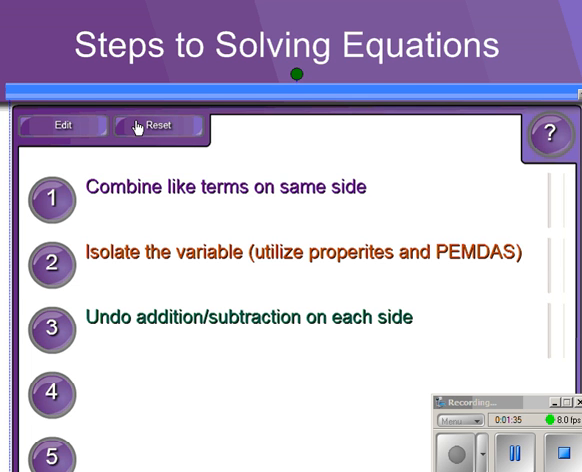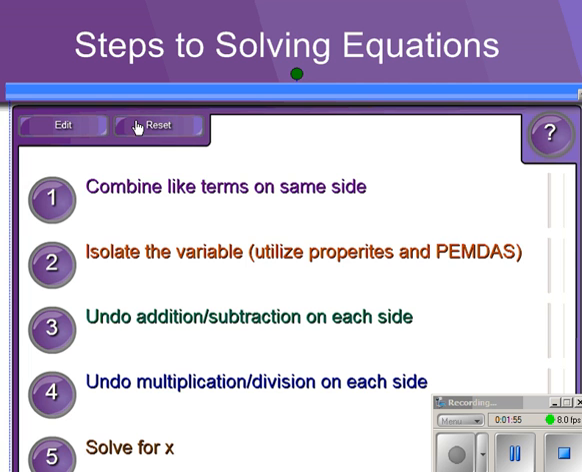Yes? That has to do with isolating the variable. Okay? Well, I'll show you when we get there. I'm going to keep it for a while. Then you want to undo the multiplication and division on each side, and then you're going to solve for the variable.